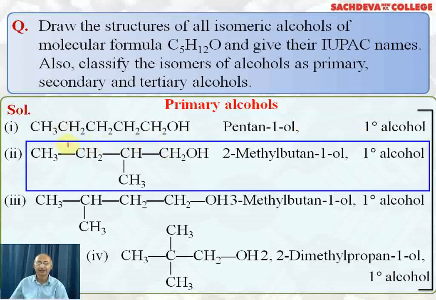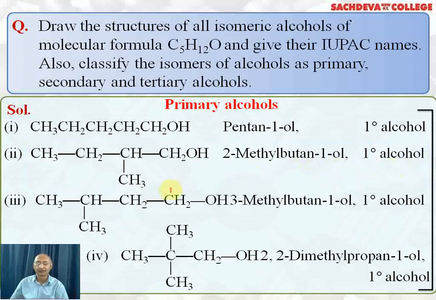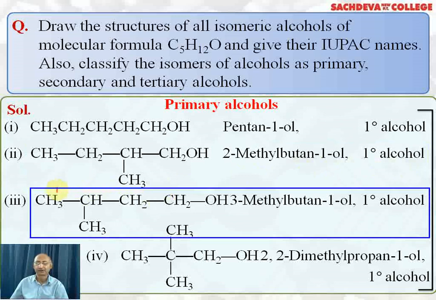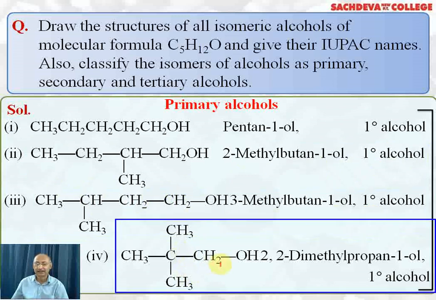1, 2, 3, 4. 2-methylbutan-1-ol is the IUPAC name. This is also a primary alcohol. 1, 2, 3, 4. 3-methylbutan-1-ol is the IUPAC name. This is also a primary alcohol. Another primary alcohol we have, 1, 2, 3: 2,2-dimethylpropan-1-ol. Its common name is neopentyl alcohol. This is also a primary alcohol. So there are 4 primary alcohols possible with this formula.